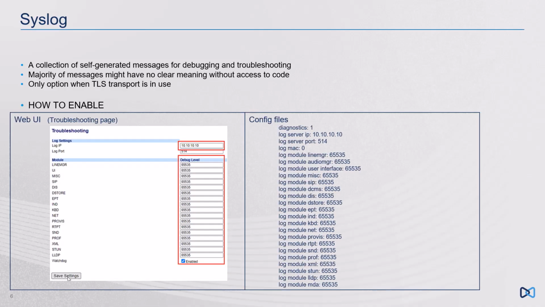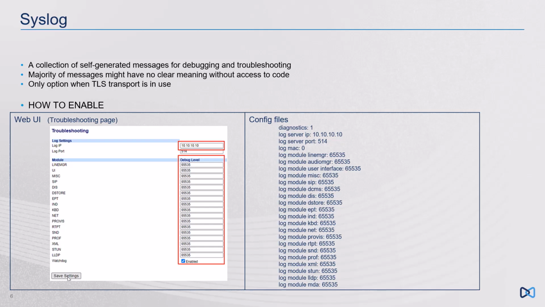There are two ways to enable the syslog: the web user interface or the configuration files. From the troubleshooting page of the web user interface, there are different modules that generate the syslog based on what we enable or disable. We must set a debug level to identify the depth of the syslog. The highest debug level is 65/535 to ensure we have all the available information.